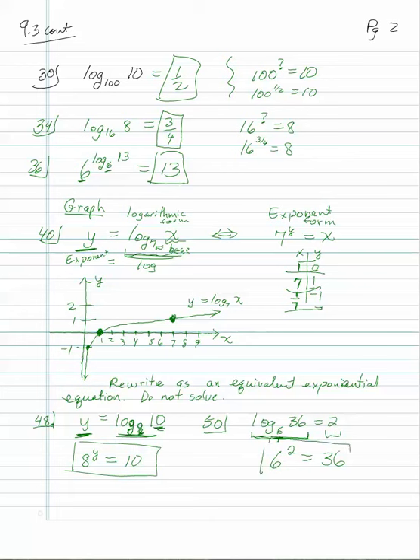And again, it doesn't ask us to do anything else. Just convert it back and forth. So number 56, log base b of n equals 23. So again, log equals the exponent. So base is b, exponent's 23 equals n.